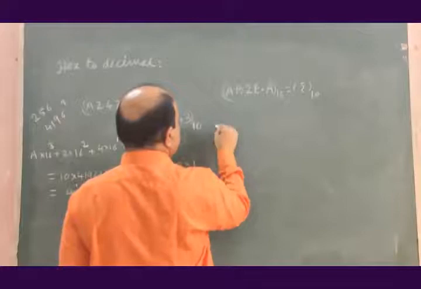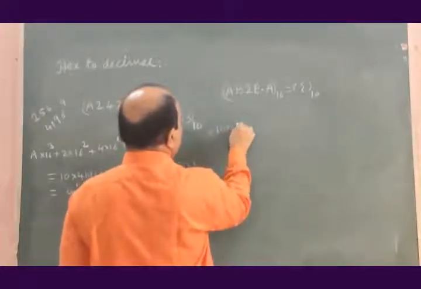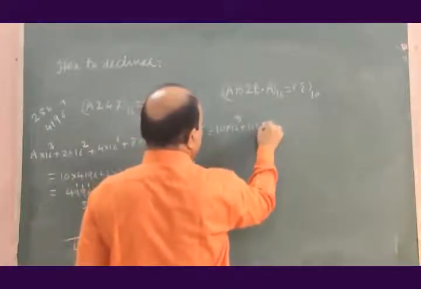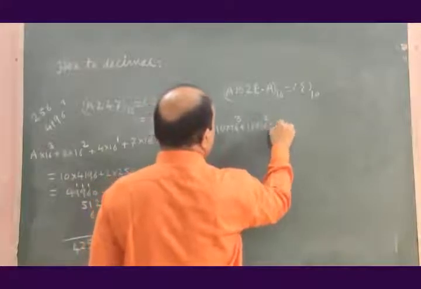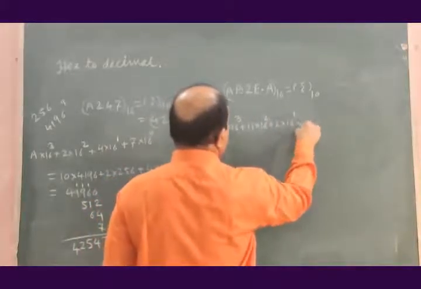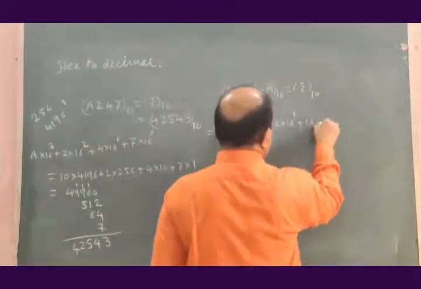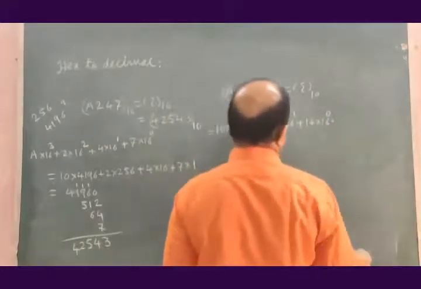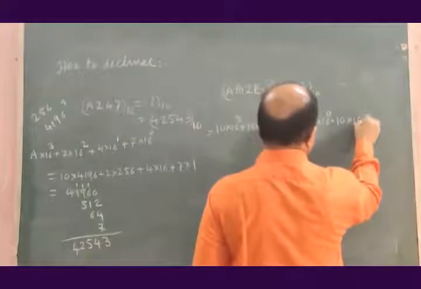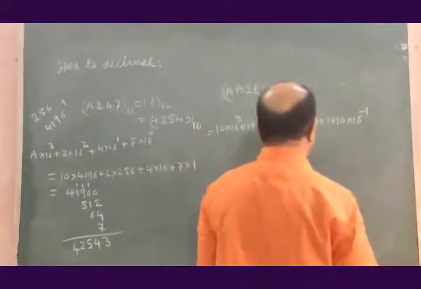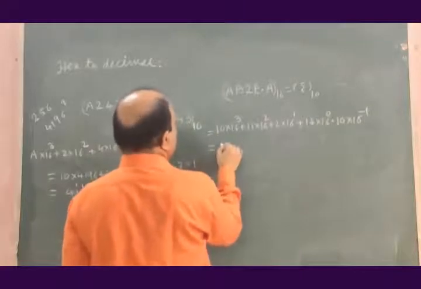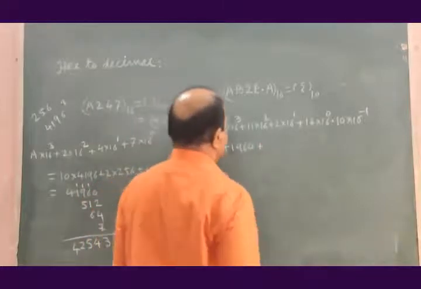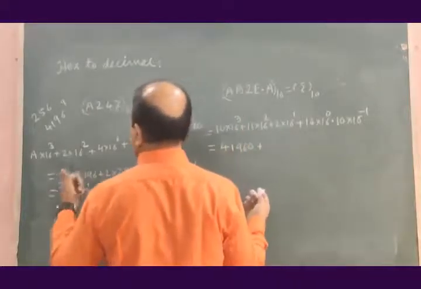A, that is 10 into 16 to the power 3 plus B 11 into 16 to the power 2 plus 2 into 16 to the power 1 plus 14 into 16 to the power 0, decimal point, 10 into 16 to the power minus 1. This is 41960 plus 256 into 11.